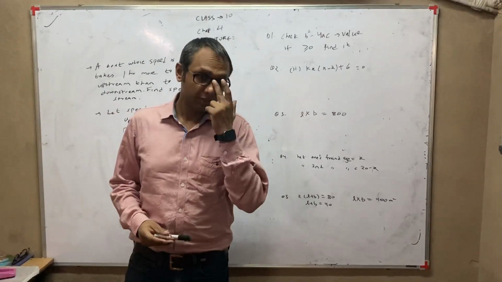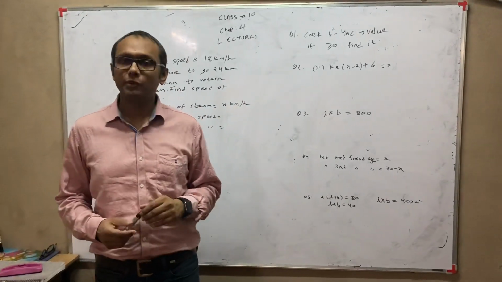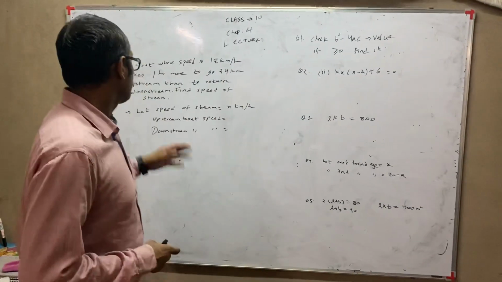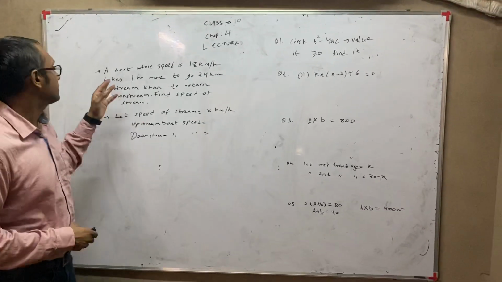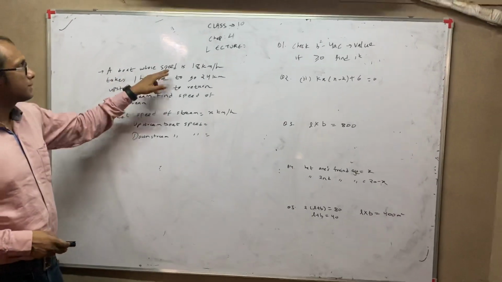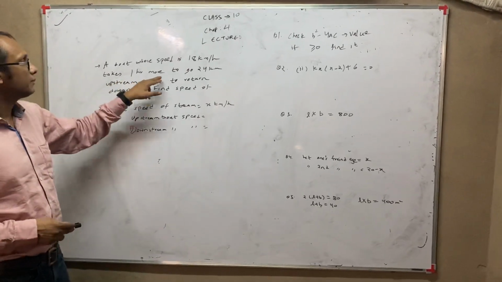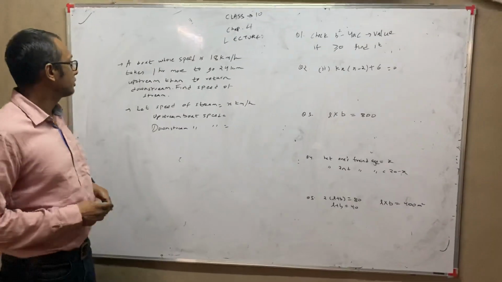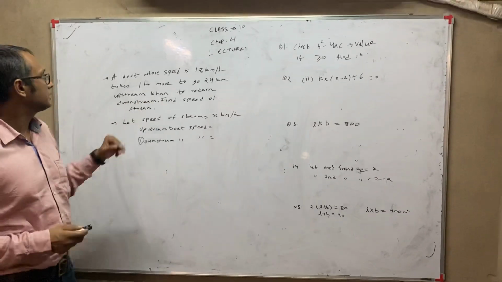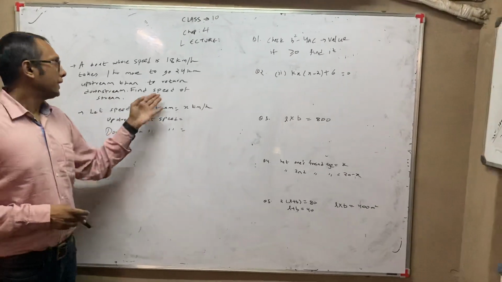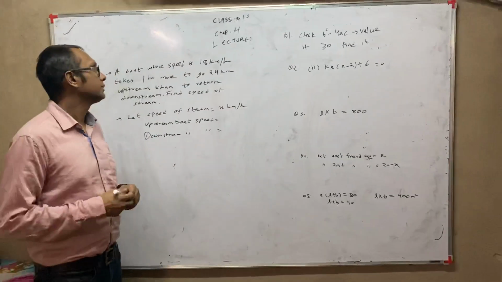Okay, children, before we proceed on to exercise 4.4, this is an important sum which we will do. The question is, a boat whose speed is 18 kilometers per hour takes 1 hour more to go 24 kilometers upstream than to return downstream. Find the speed of the stream.